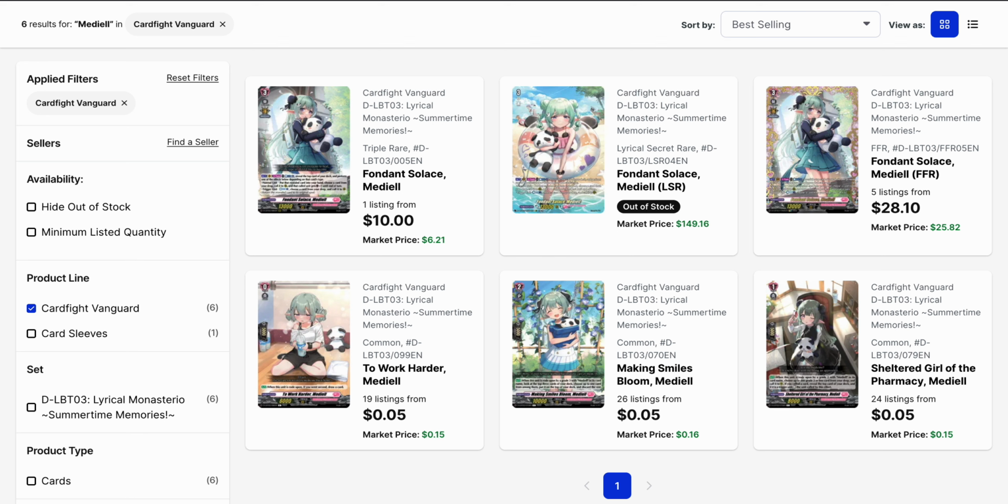Mediel is getting its new dress-up announcement tomorrow, I believe, or on Thursday. So just taking a look ahead, seeing where it's at right now. We only have one listing left on the triple rare, starting at $10. The market price on this one is $621. The FFR is at $28-ish. The LSR is completely out of stock right now.